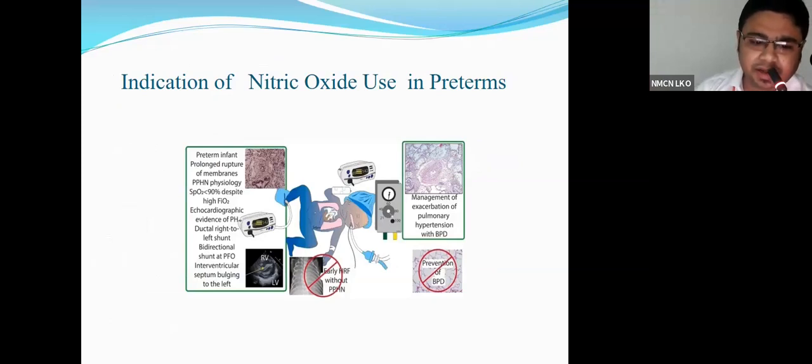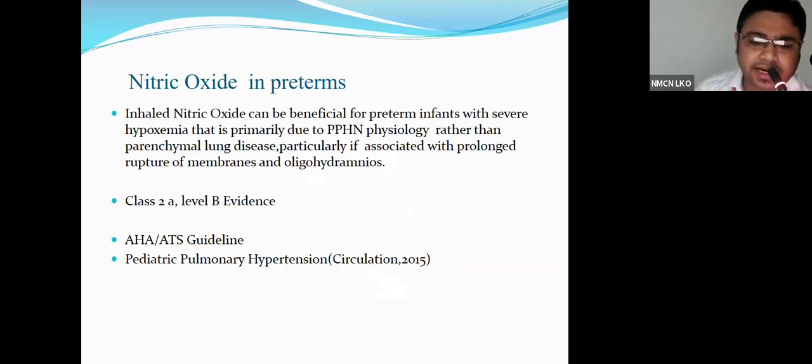Not much evidence is there in preterm infants, but you will consider it in those with a history of prolonged rupture of membranes and PPHN physiology plus oligohydramnios. These two I have crossed because early hypoxic respiratory failure without PPHN is not an indication to use NO, and it has no role in prevention of BPD. This guideline came from the American Heart Association and the American Thoracic Society that it can be beneficial for preterm infants with severe hypoxemia that is usually due to PPHN physiology rather than parenchymal lung disease.